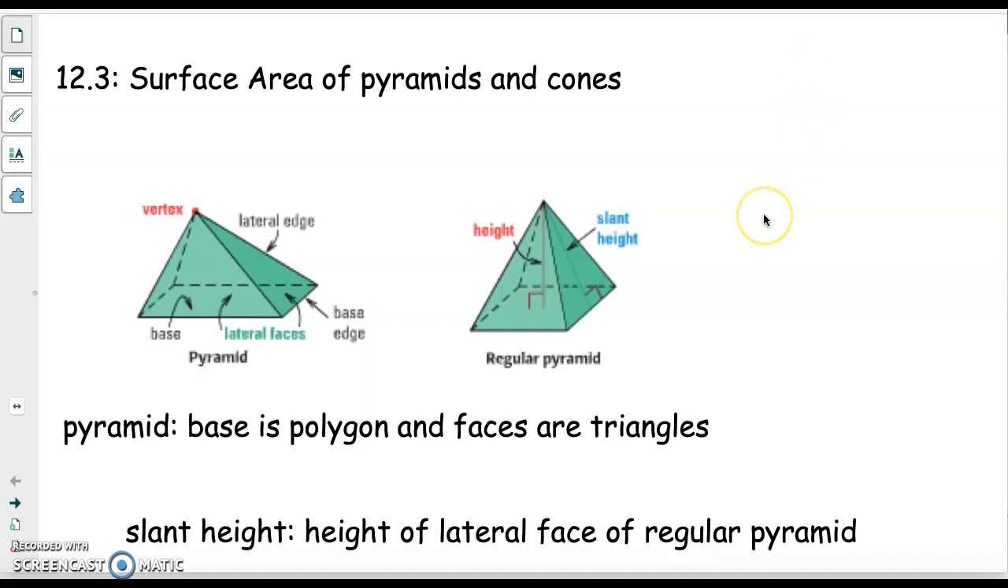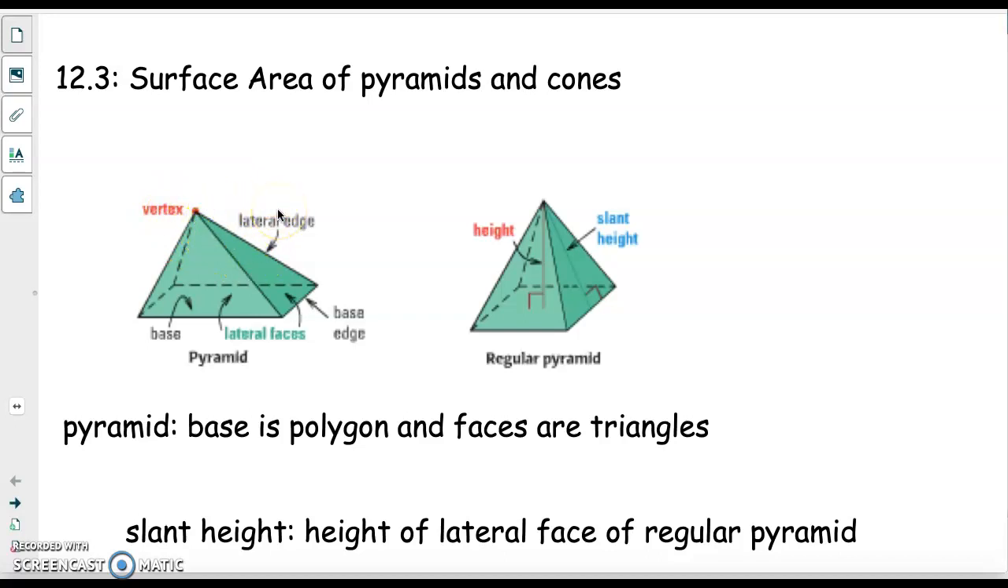And so just to do a quick recap on the difference between a prism and a cylinder versus a pyramid or a cone, remember that a prism or a cylinder has two bases that are parallel to each other and congruent shapes, whereas a pyramid just has one face that's a polygon, and then a series of lateral faces that all meet at one point called the vertex.